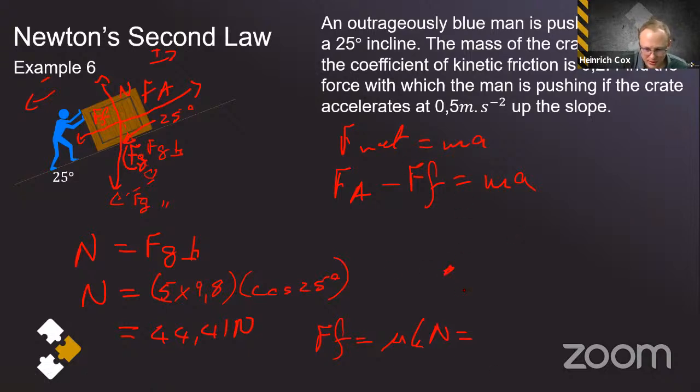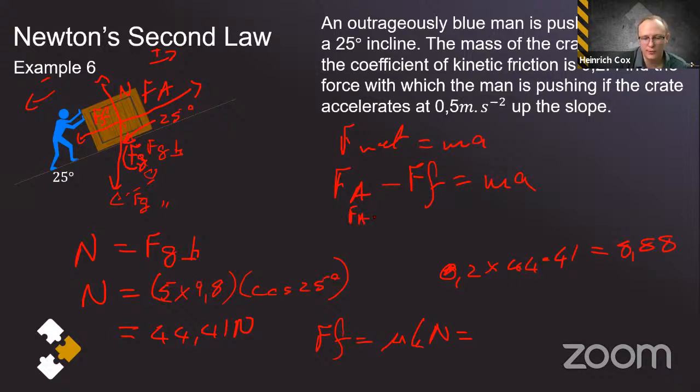Okay, so in this instance, it's going to be the 0.2 multiplied by the normal force, which was the 44.41, and let's see what that gives us. Okay, so times 0.2 is then equal to 8.88. Okay, and that's then our frictional force.